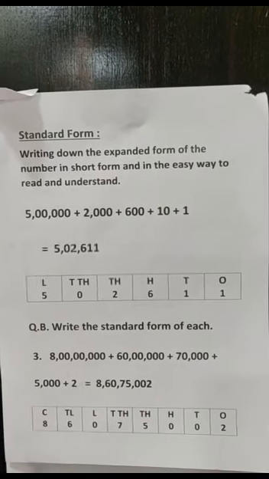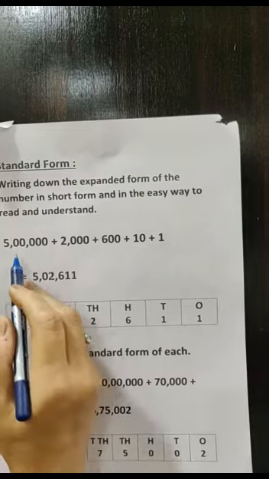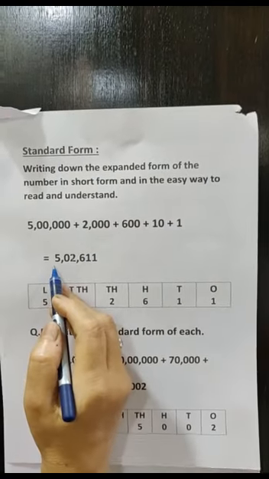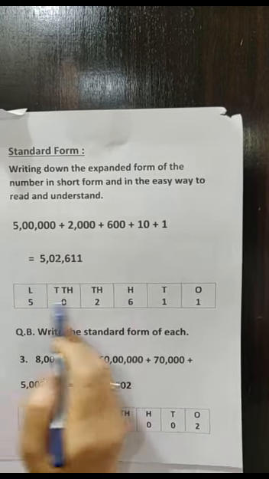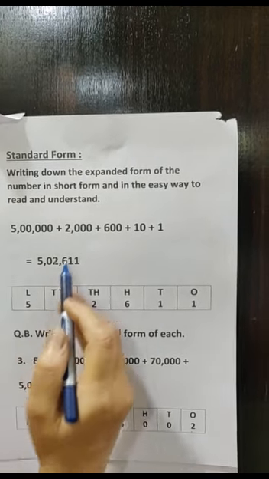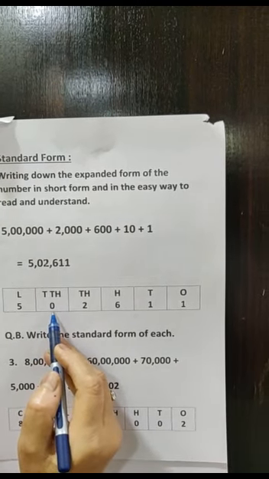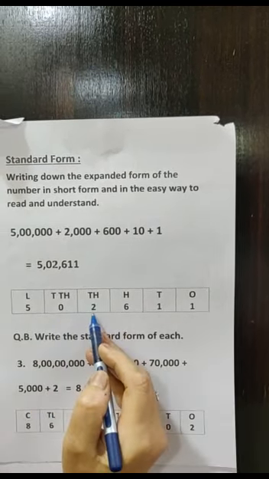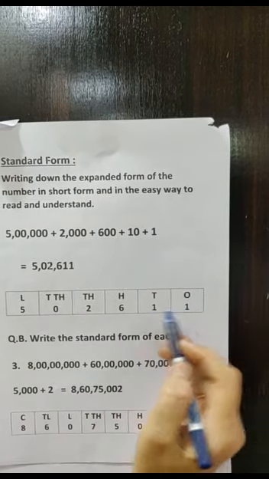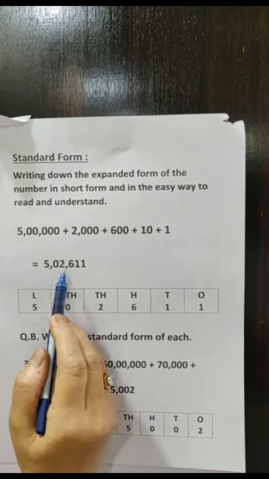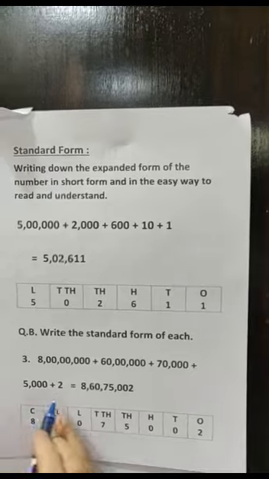Next is standard form. Standard form is the opposite of expanded form, where the expanded form of a number is written in a short form which is easy to read and write. Fill this number in the place value chart: 5 lakh. There is no 10,000 place, so we have written 0 here. Now 2,000, 600, 10 and 1. So the number will be 5 lakh 2,611.